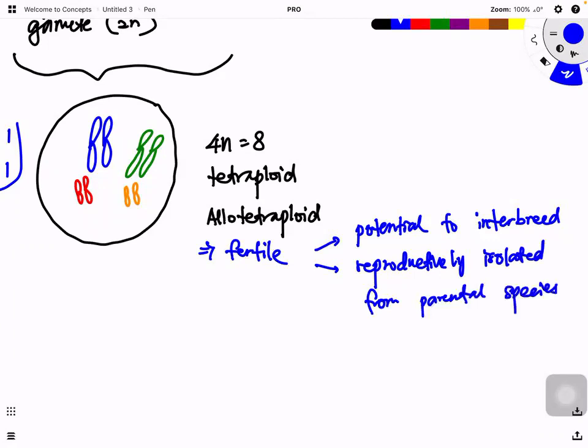So this allotetraploid is now considered a new species. Are you clear? When they are considered a new species, they must be reproductively isolated from the parental species. Are you clear? So always remember this is the allotetraploid.